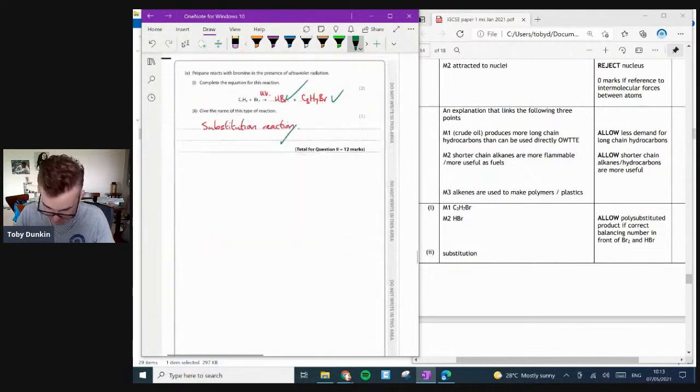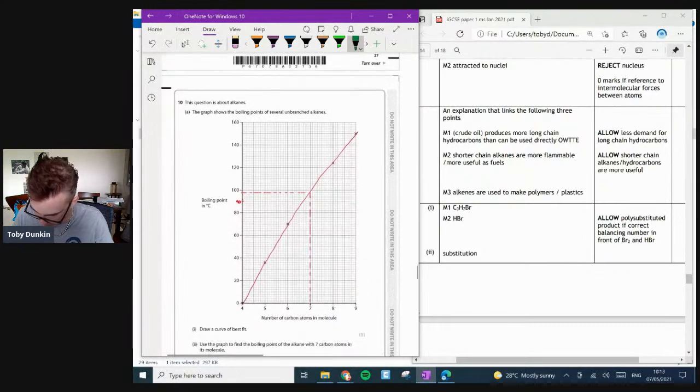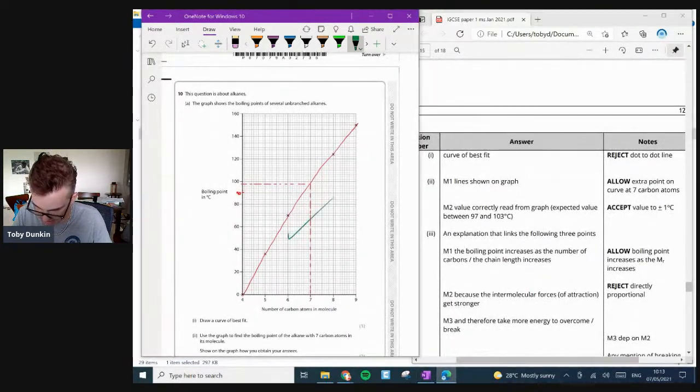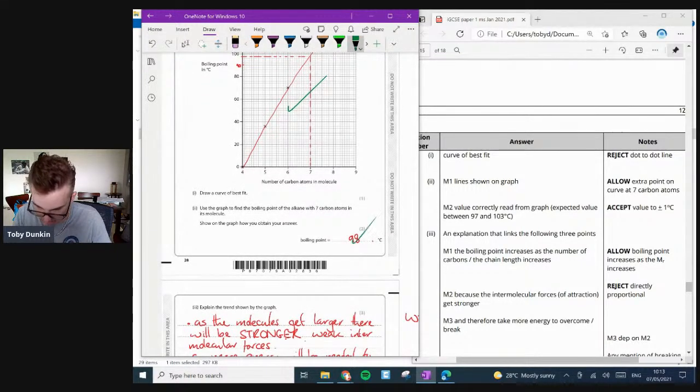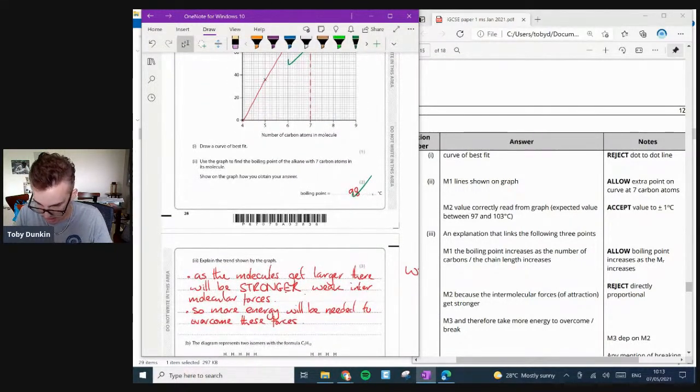Substitution reaction. Nice line of best fit. Curve that fits the graph. 98. It's 97 to 103. Using the lines.